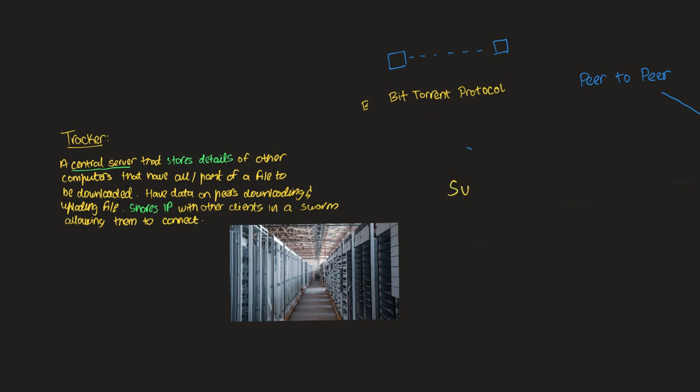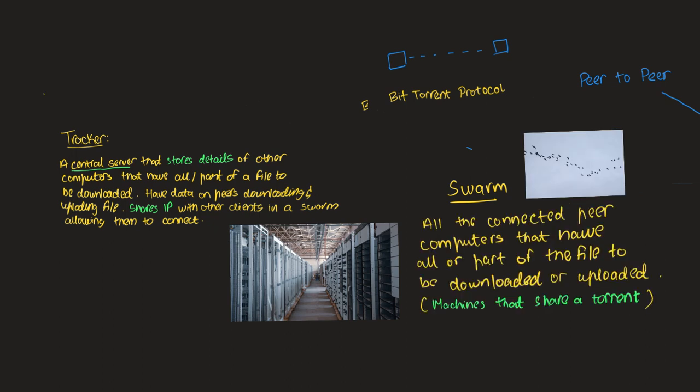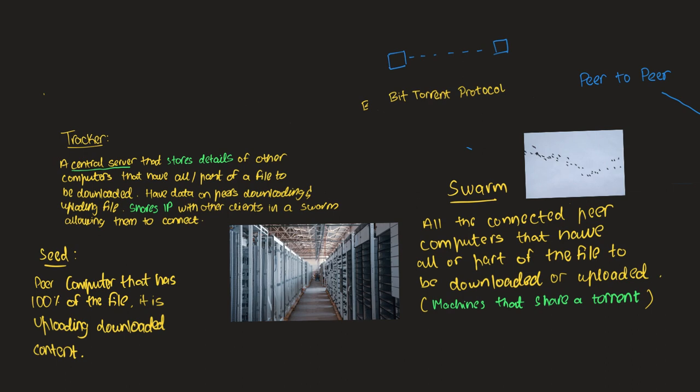So, what is a swarm? A swarm is all the connected peer computers that have all or part of the file to be downloaded. And they're essentially just machines that share the torrent. So we have one more definition we need to go through, which is the definition for seed. It is a peer computer that has 100% of a file and it uploads the downloaded content.